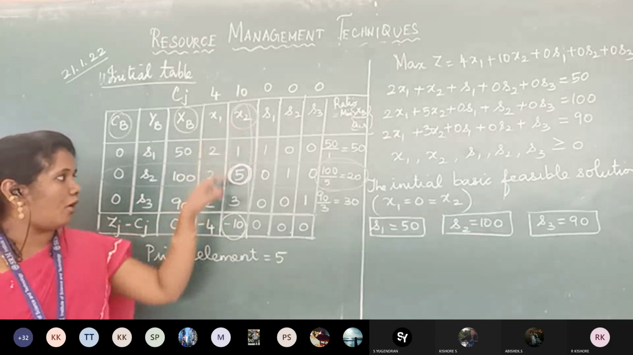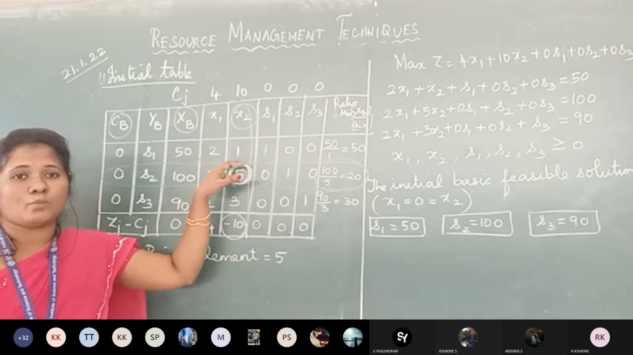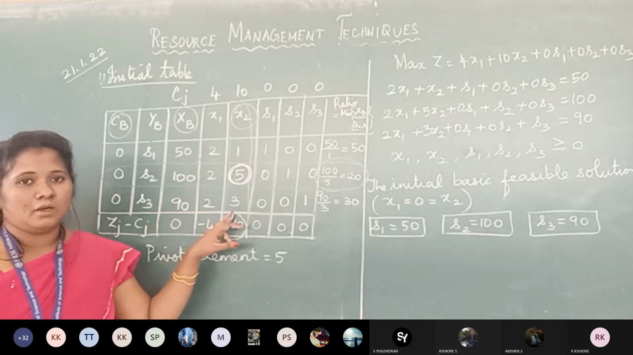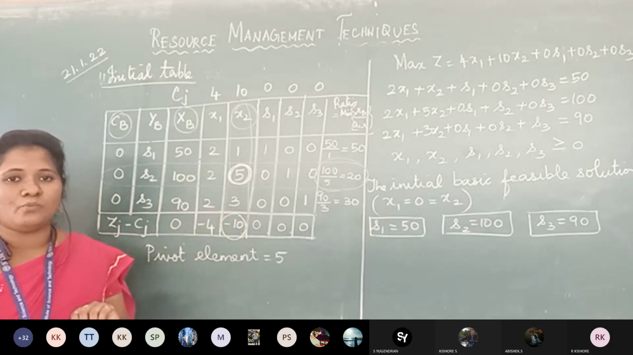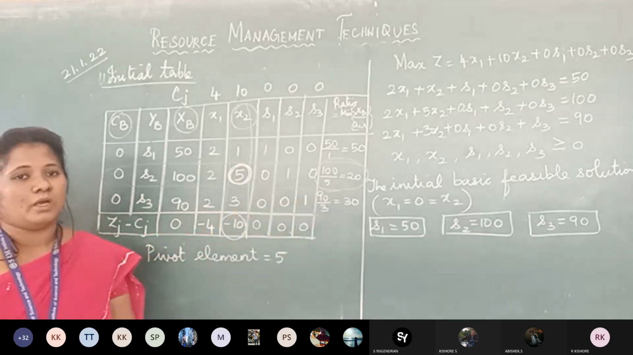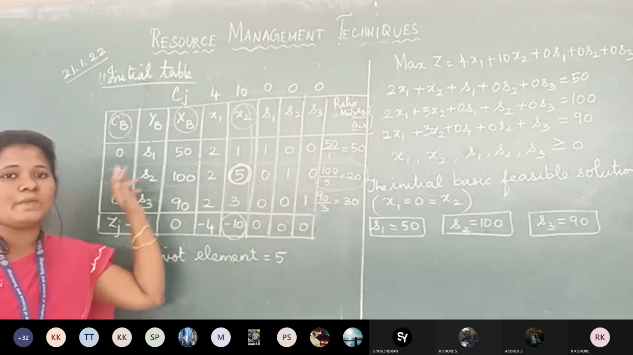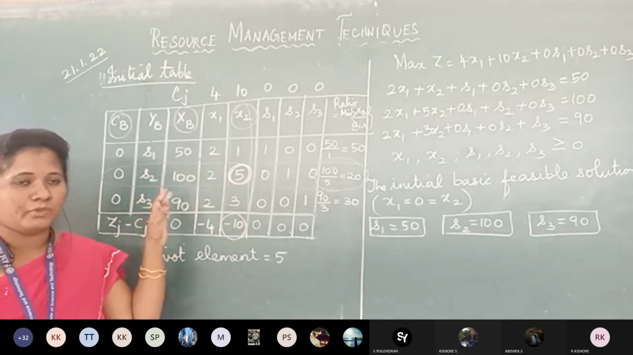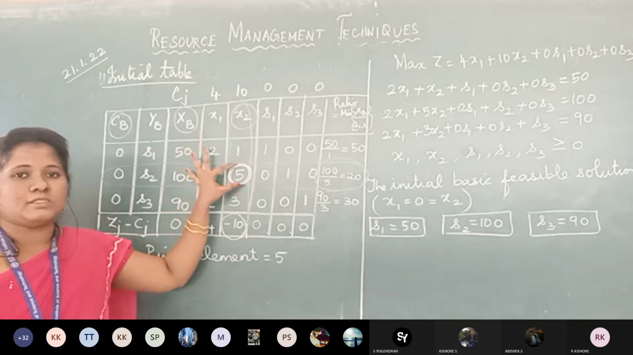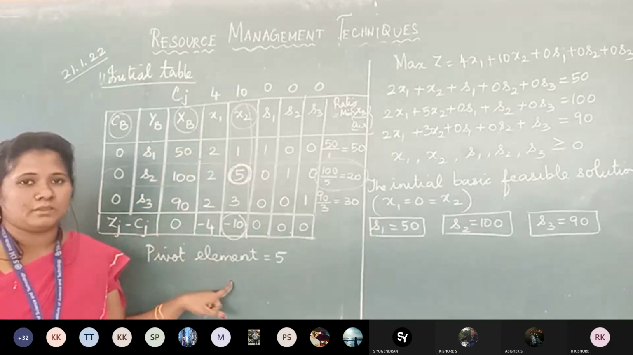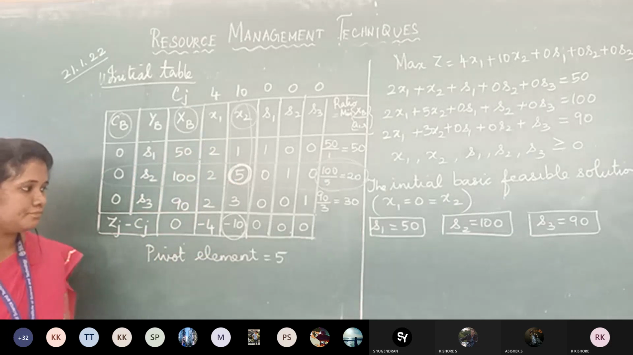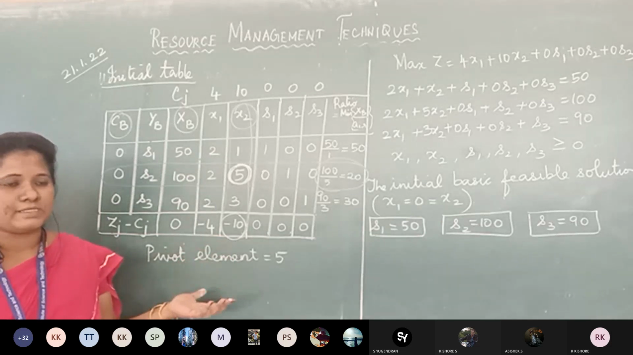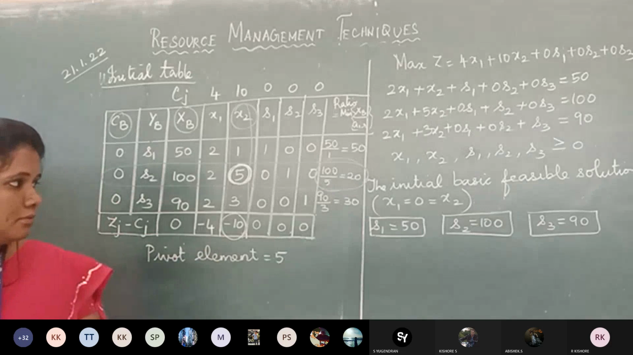Whatever column you've got, the corresponding column only you will be dividing. So 50 divided by 1, 100 divided by 5, 90 divided by 3. After dividing, you have to see which is your minimum value. In this, 3 is the minimum value. That minimum value, that row will become your pivot row or your key row. After drawing that key row, the intersecting value will become your pivot element. Write it down. Since it is not greater than or equal to 0, we have to go to the next table. Write it down.